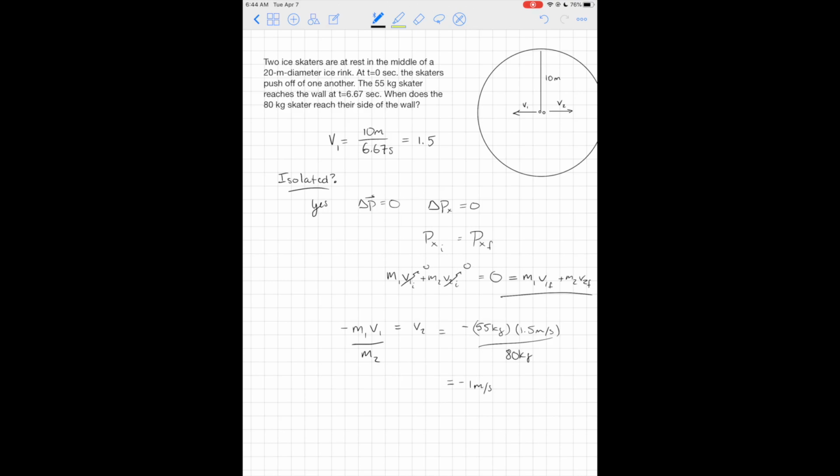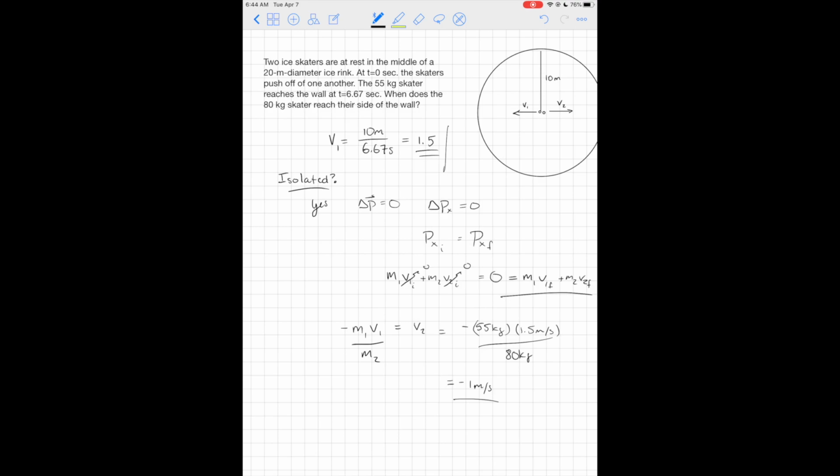And it's negative. We're showing a directional aspect here. I've taken v1 to be positive, to the left here. If to the left is positive, to the right is now negative. And that's what we're showing with this negative 1 meter per second.